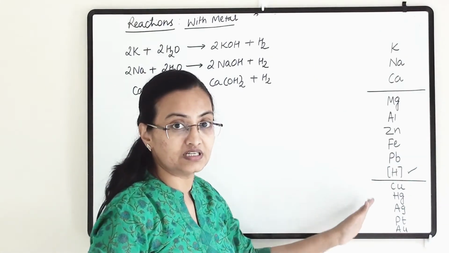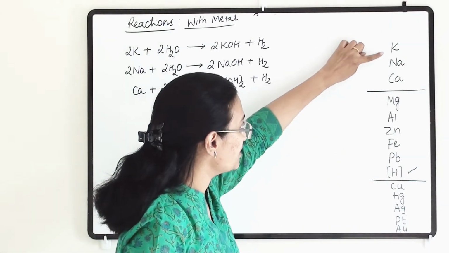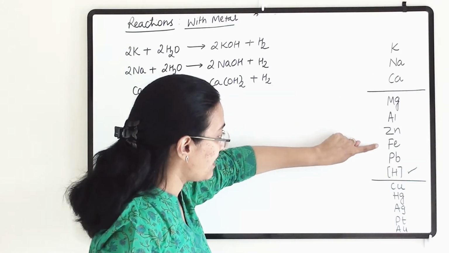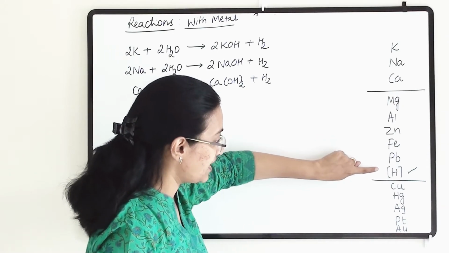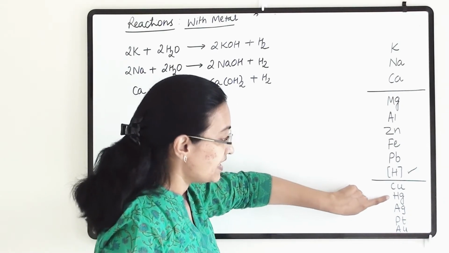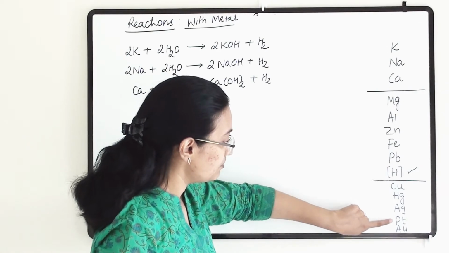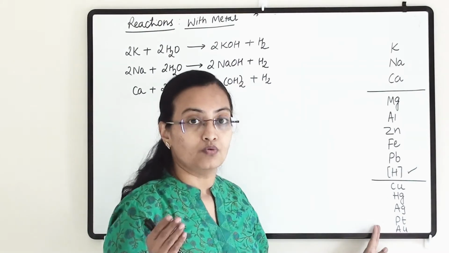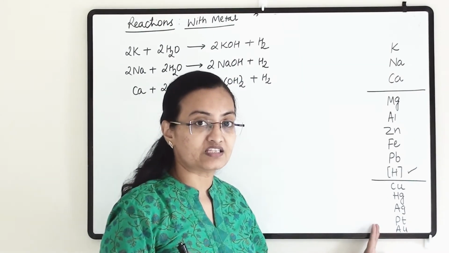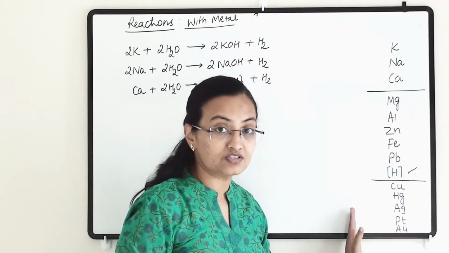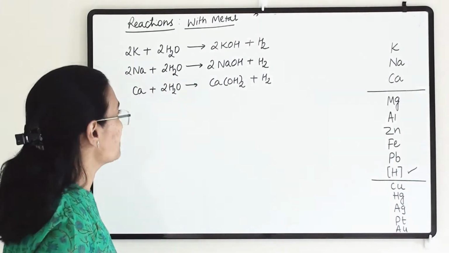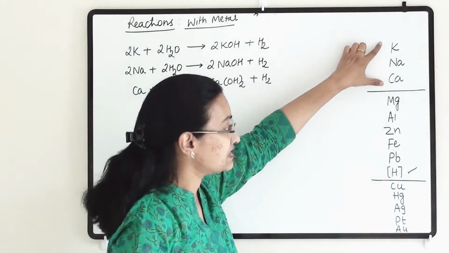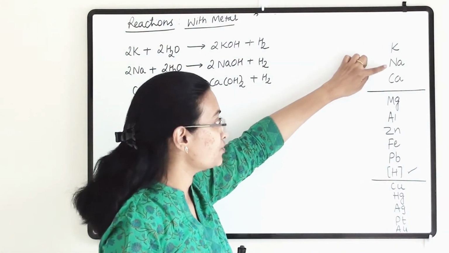Let us go into detail and see what all metals are there. Potassium, sodium, calcium, magnesium, aluminium, zinc, iron, lead, that is Pb, hydrogen, copper, Hg is mercury, silver, platinum and gold. In your textbook, maybe this last order will vary, but you can stick to your textbook, and I have referred to this order for the metallic series. So first we are checking reactions along with these three metals, that is potassium, sodium and calcium.